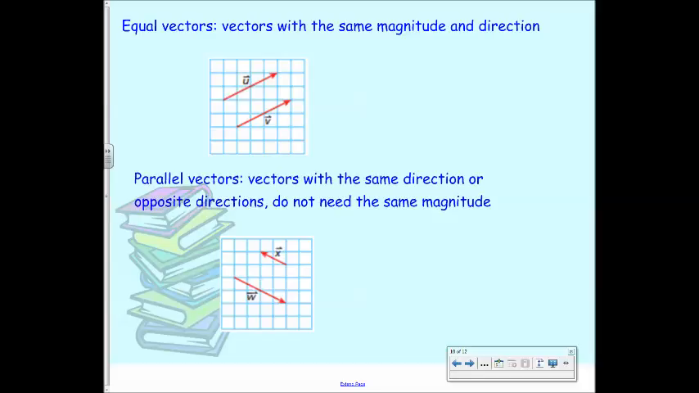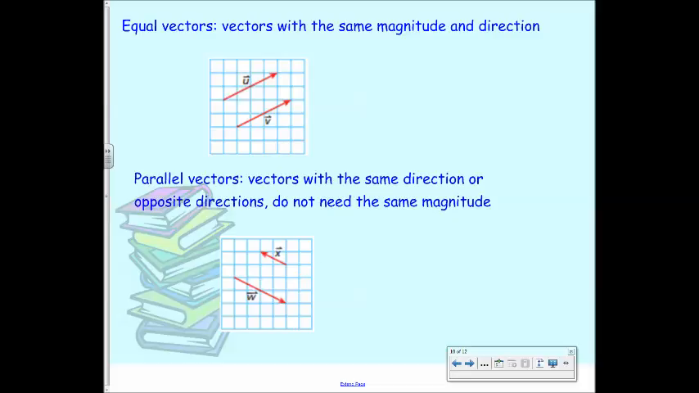However, since they're parallel, that means they're doing what? They're never going to what? Touch. So parallel means that they would have that same direction or exactly the opposite, but this would not be a parallel vector because it would ultimately hit that one, okay? So parallel vectors mean they're exactly the same direction or opposite. They don't need the same magnitude. Equal vectors mean that they're same direction and same magnitude. Are these also parallel vectors? Yes, those are also parallel vectors. So parallel vectors can also be equal, but they don't necessarily have to be.